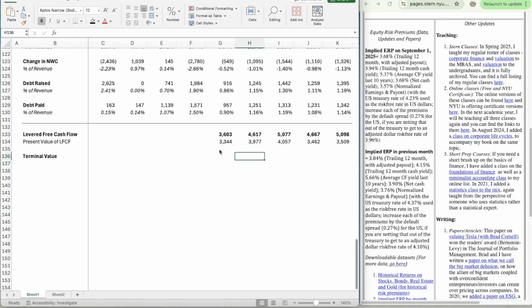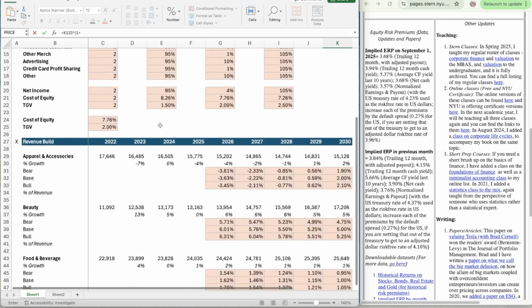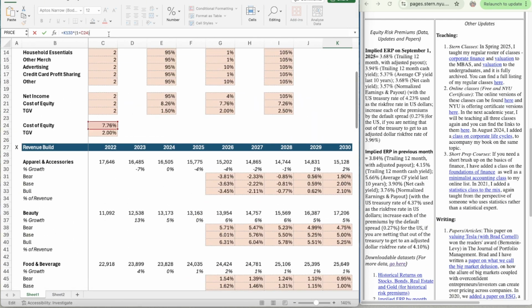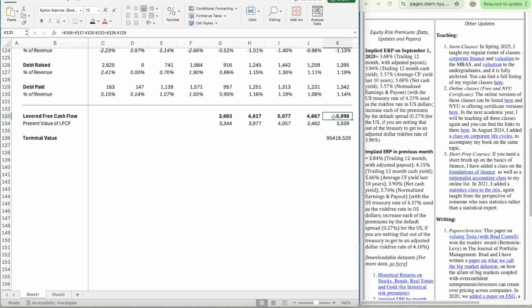The terminal value is going to equal, the way we do that is we go equals, and then it's the same method as we use always, equals the levered free cash flow multiplied by 1 plus the cost of equity, divided by the cost of equity minus the terminal growth value. And so that gives quite high.